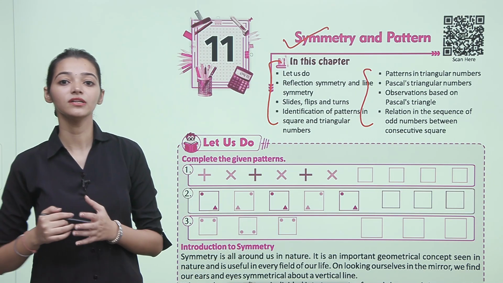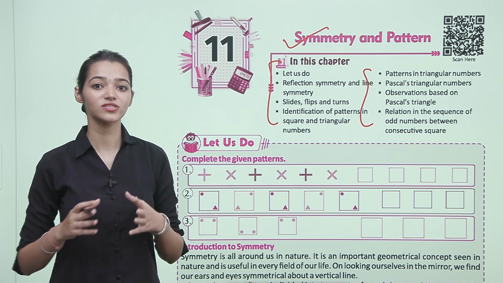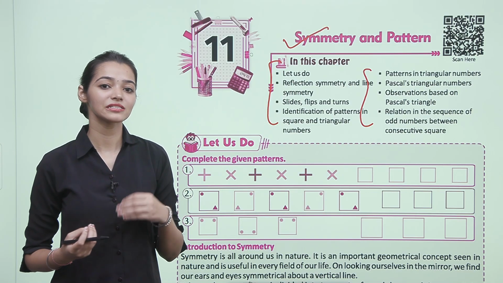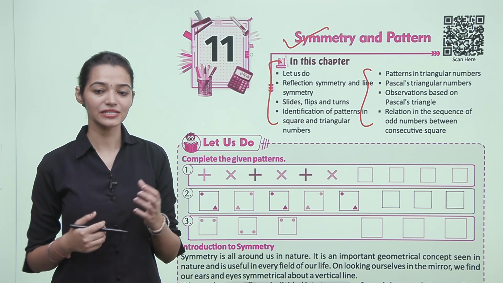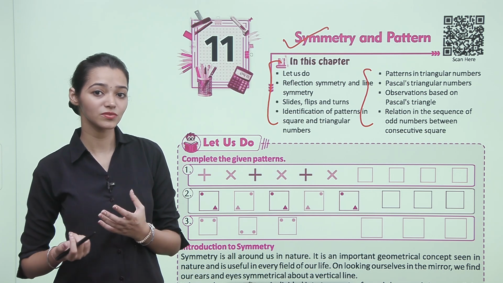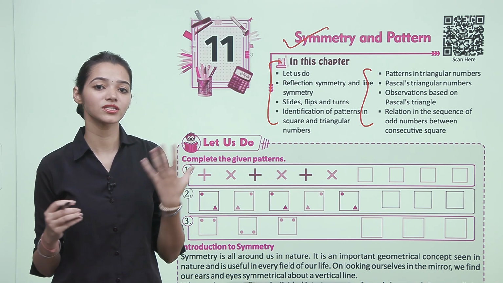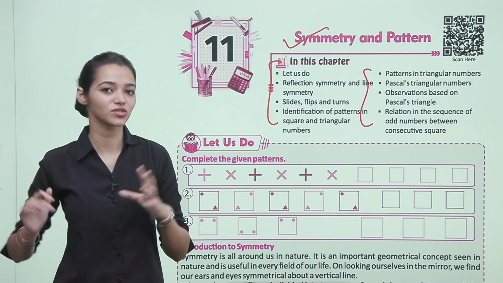Now in this chapter we will learn about what we have learned earlier: reflection symmetry, line symmetry, slides, flips and turns, identification of patterns in the square and triangular numbers, patterns in triangular numbers, Pascal triangular numbers, observations based on the Pascal triangle, and we will learn some relation in the sequence of odd numbers between the consecutive squares.